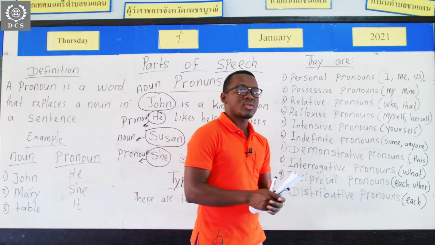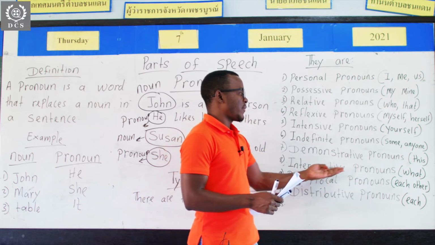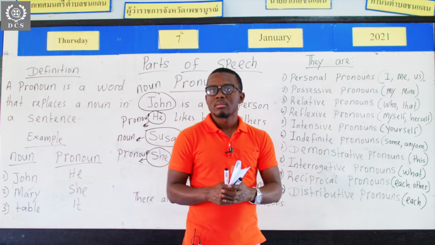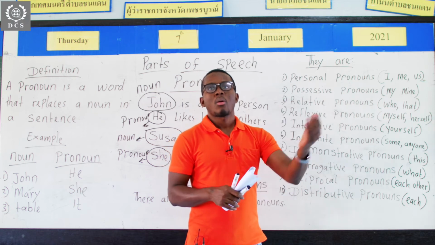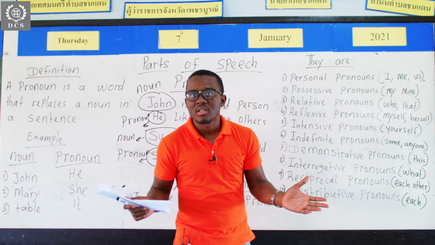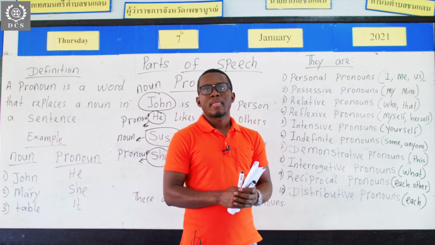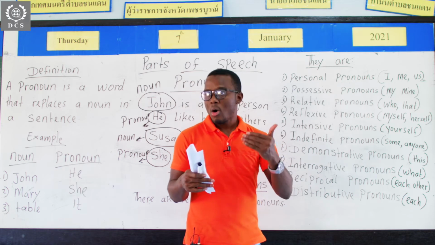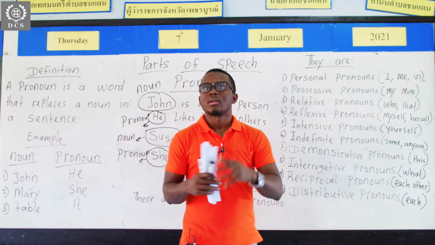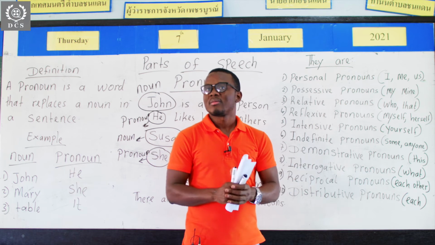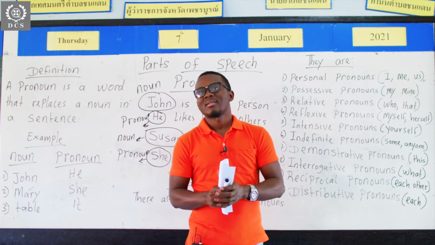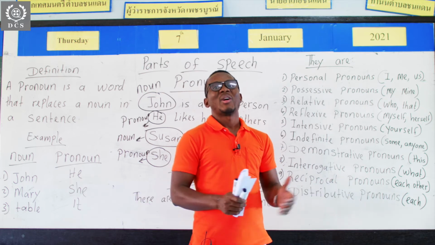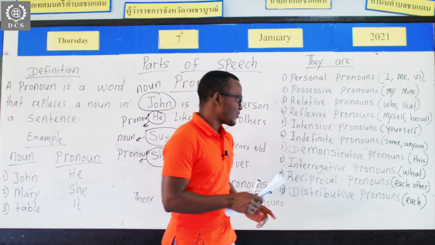Interrogative pronouns. Interrogative pronouns always start with a question. Who, why, which, where. So they are all interrogative pronouns. They always start with a question. Who, what, why, where, which, or the 5 W's.